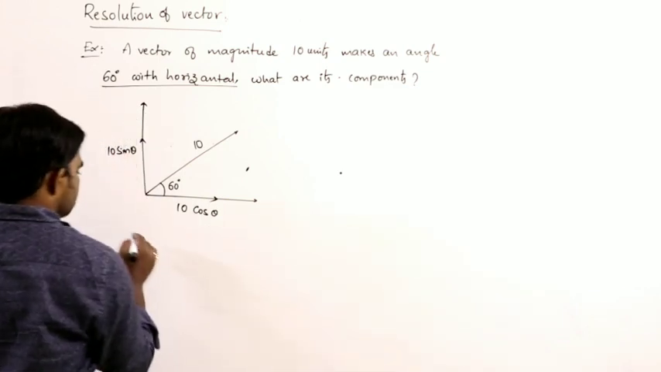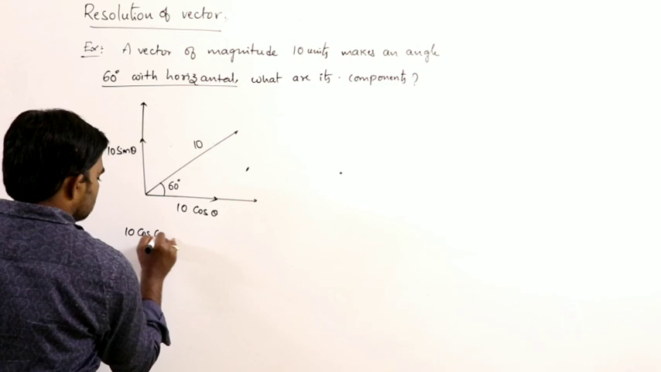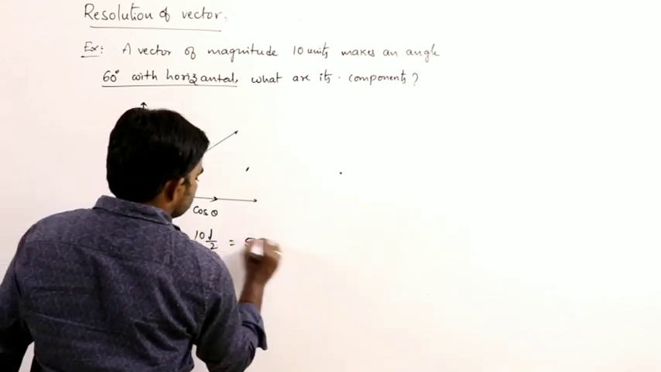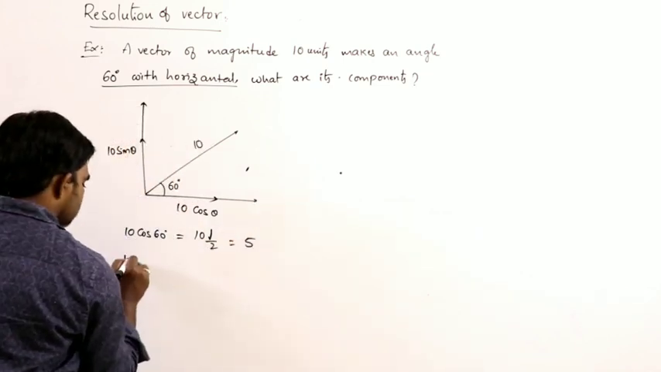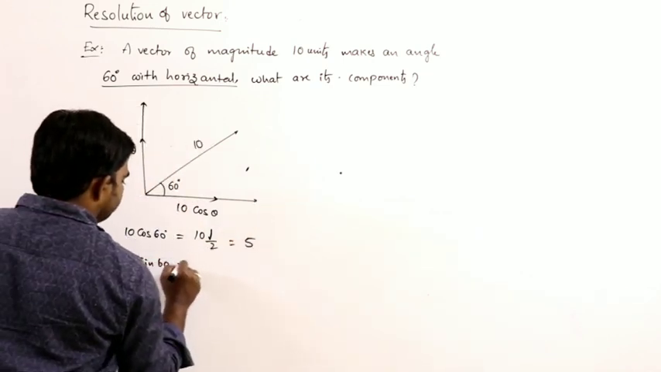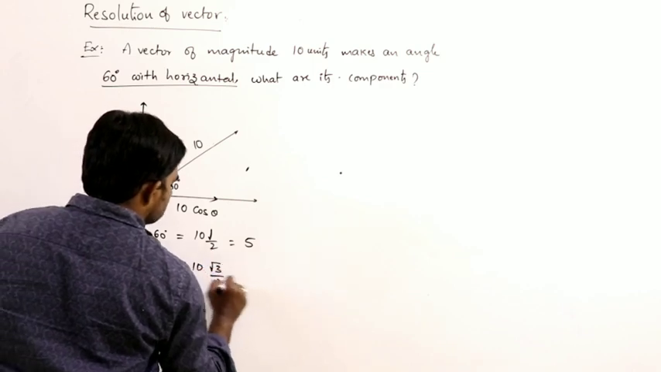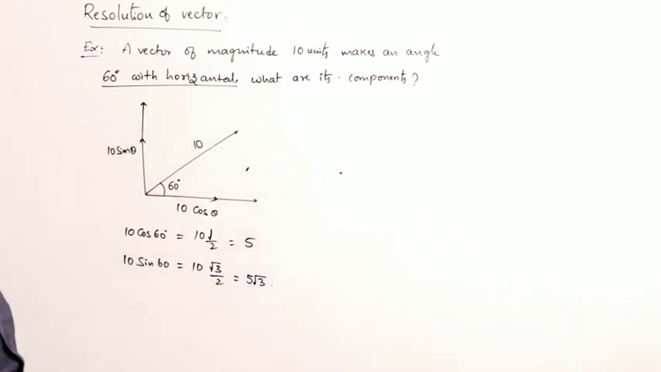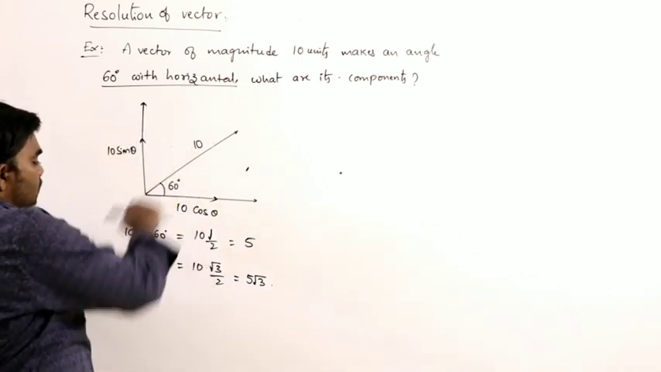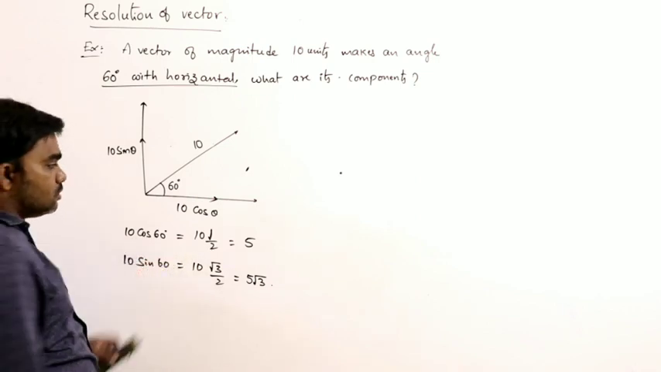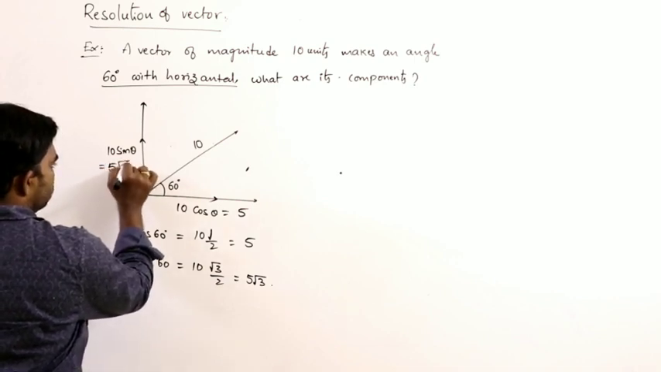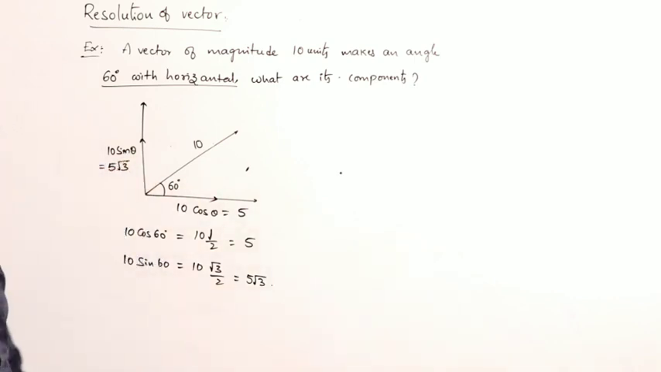So here, what are the components? 10 cos theta, that is 10 cos 60, which is 1 by 2, so that is 5 units, one component. Next, 10 sin 60, sin 60 is root 3 by 2, so that equals 5 root 3. So the horizontal component is 5 and the vertical component is 5 root 3. This is the way to calculate the resolution of the vector.